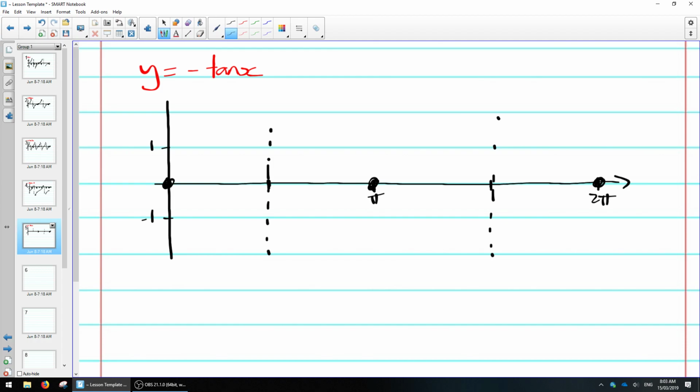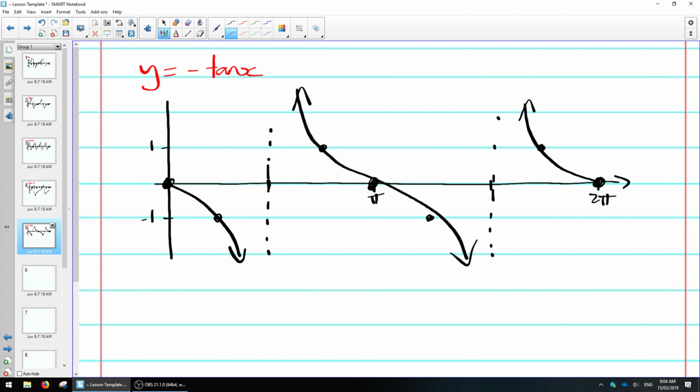But now, where's pi over 4 going to be? Negative 1. Alright, so rather than me going up, I'm now going down. Where's 3 pi over 4 going to be? 1. And then negative 1, and positive 1. It's so weird drawing negative 10x. Feels weird having to go down. But it's just the same thing, except it's been flipped.